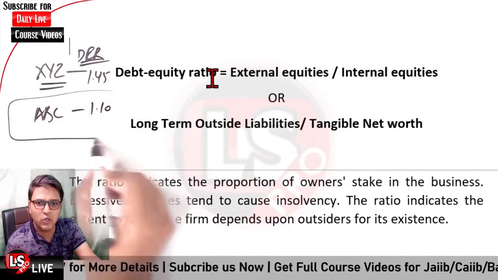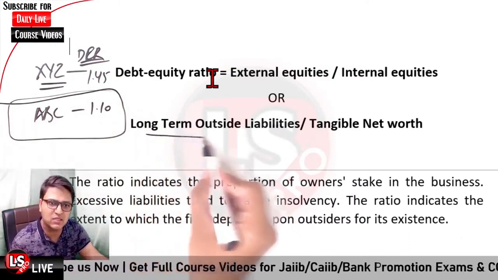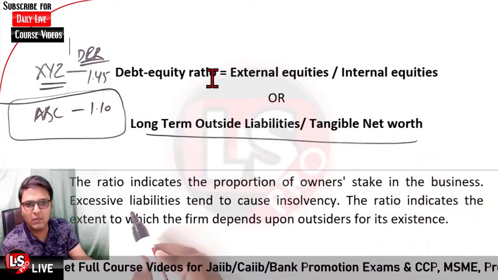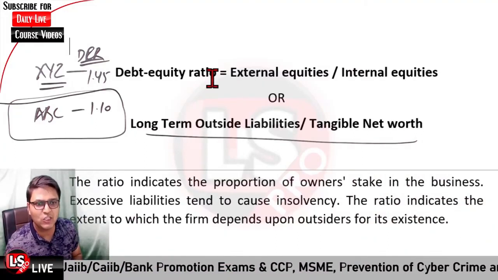You are to look into the formula of it. You just need to remember this particular part: long-term outside liabilities divided by tangible net worth.